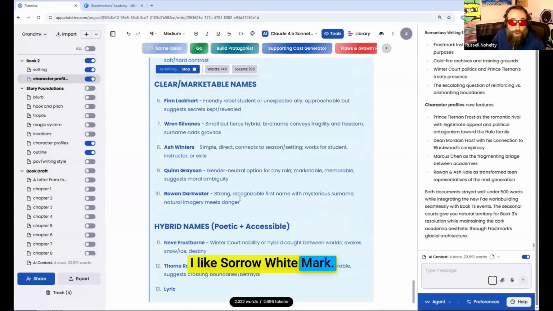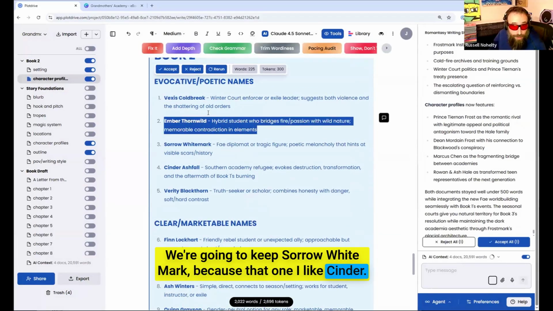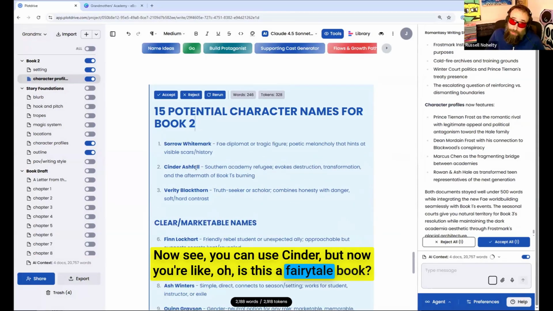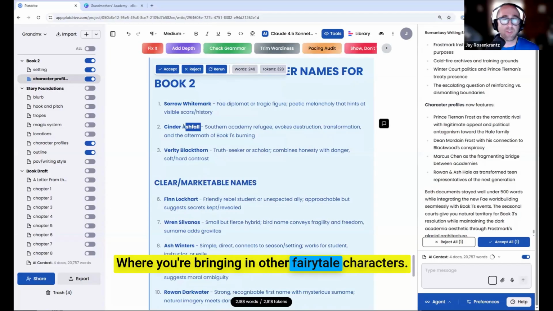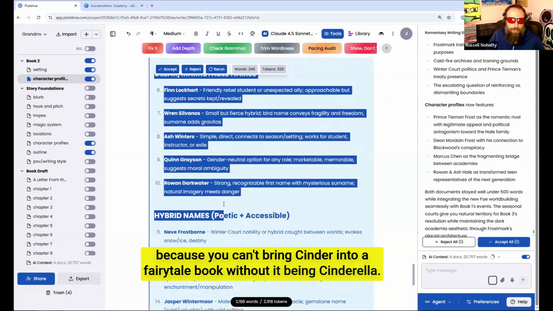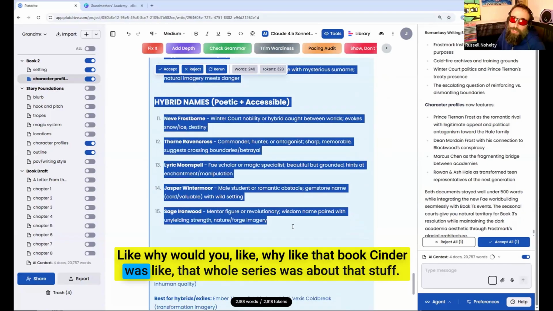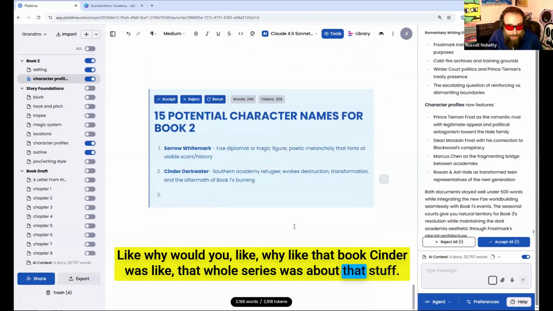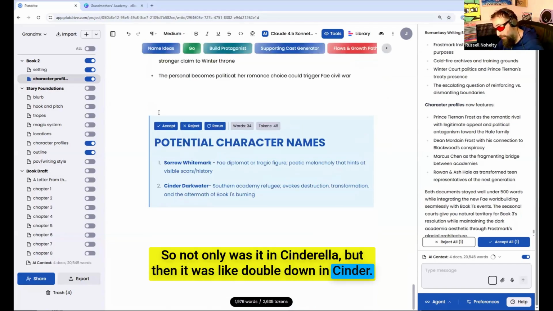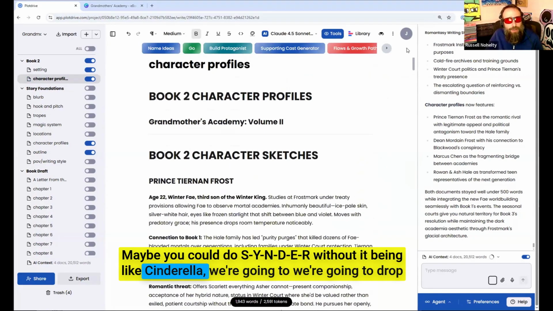I like Sorrow Whitemark, honestly. I like that one too. We're gonna keep Sorrow Whitemark because that one feels right. Cinder. Now, you can use Cinder, but then you're like, is this a fairy tale book where you're bringing in other fairy tale characters? Because you can't bring Cinder into a fairy tale book without it being Cinderella. That whole series was about that stuff, so not only was it in Cinderella, it doubled down in Cinder, especially spelled like that. Maybe you could do Synder without it being Cinderella.